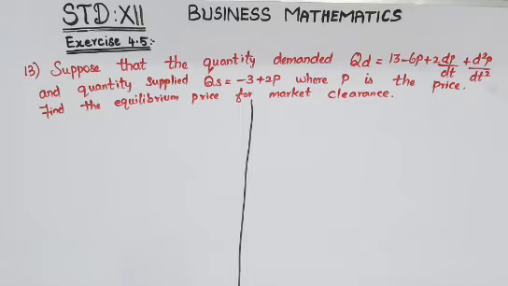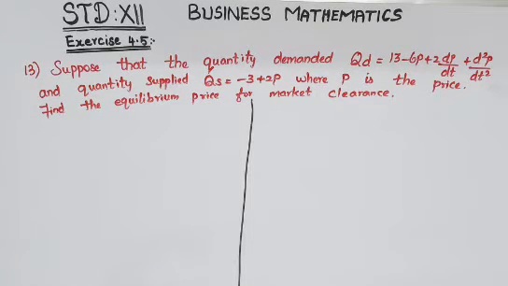13th question. Suppose that the quantity demanded QD is equal to 13 minus 6p plus 2 dp by dt plus d square p by dt square, and quantity supplied QS is equal to minus 3 plus 2p, where p is the price. Find the equilibrium price for market clearance, they have asked you. Okay, so we'll just start with the market clearance.